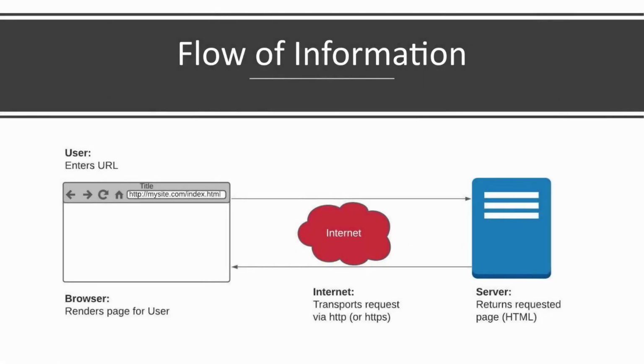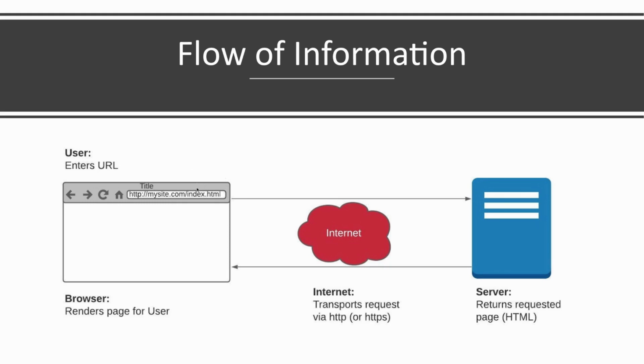Okay, now we're going to look at the flow of information of how an HTML page gets rendered on your browser. So the first thing that happens is the user will enter in a URL. And here's an example URL of mysite.com/index.html. And URL stands for Universal Resource Locator. And we'll talk about that a little bit more in the next slide.